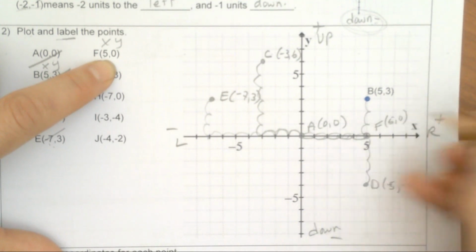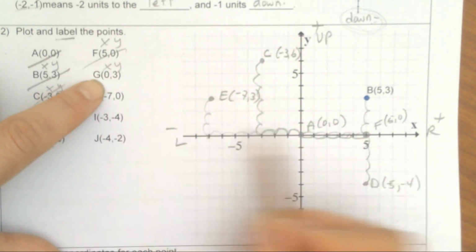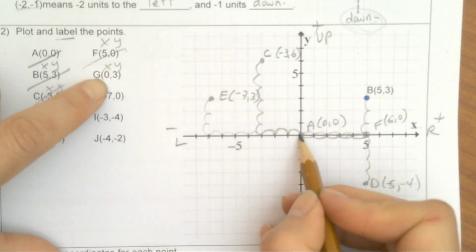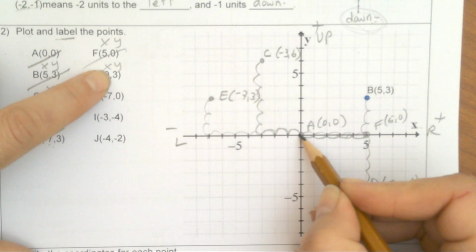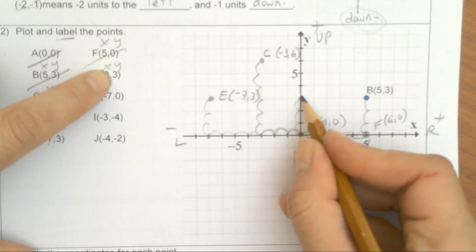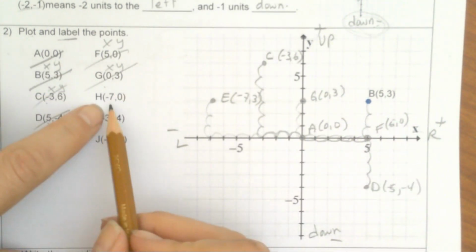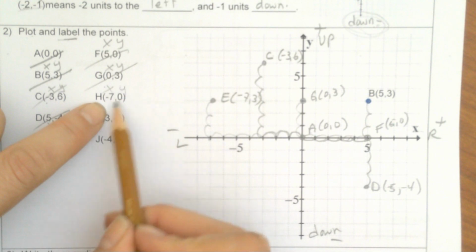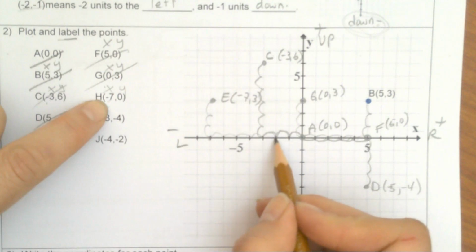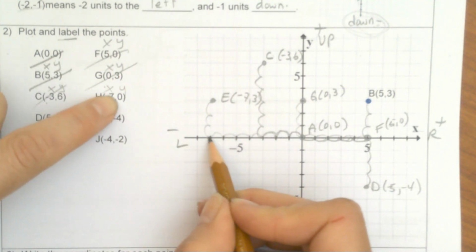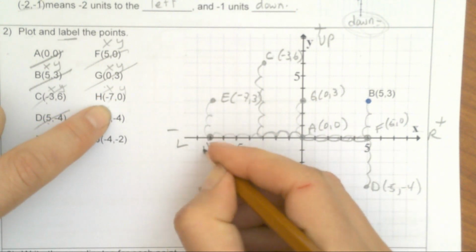G, 0, 3. So on the x-axis it says don't go left or right. So I'm staying here, and then it says 3, positive 3. So is that up or down? Yeah, up. 1, 2, 3. So this one is G. H. So this is left or right on the x-axis. So it says left, negative 7. 1, 2, 3, 4, 5, 6, 7. And then it says don't go up and don't go down. Stay here. So I have to stay here. So that's H.